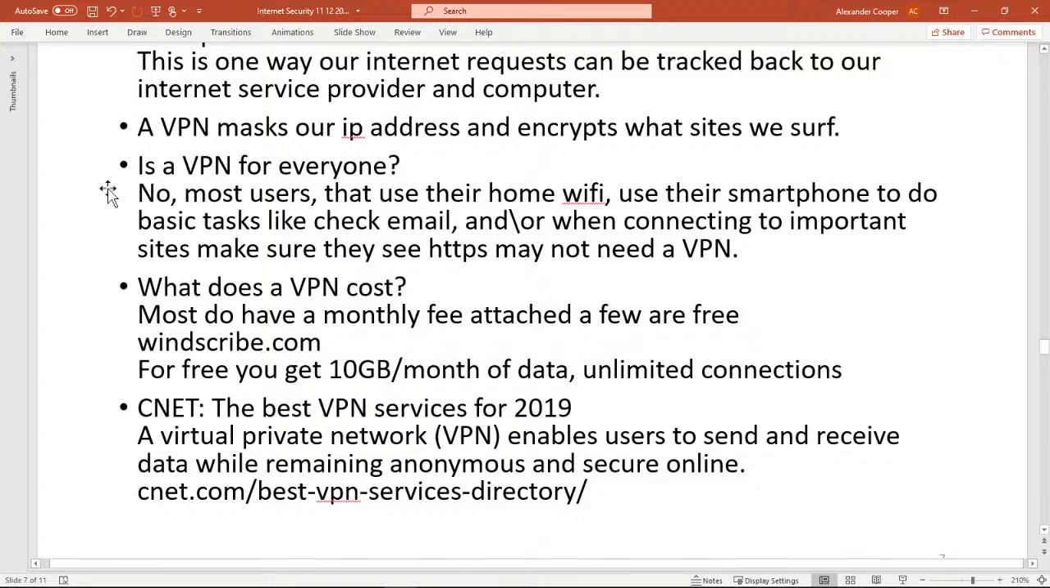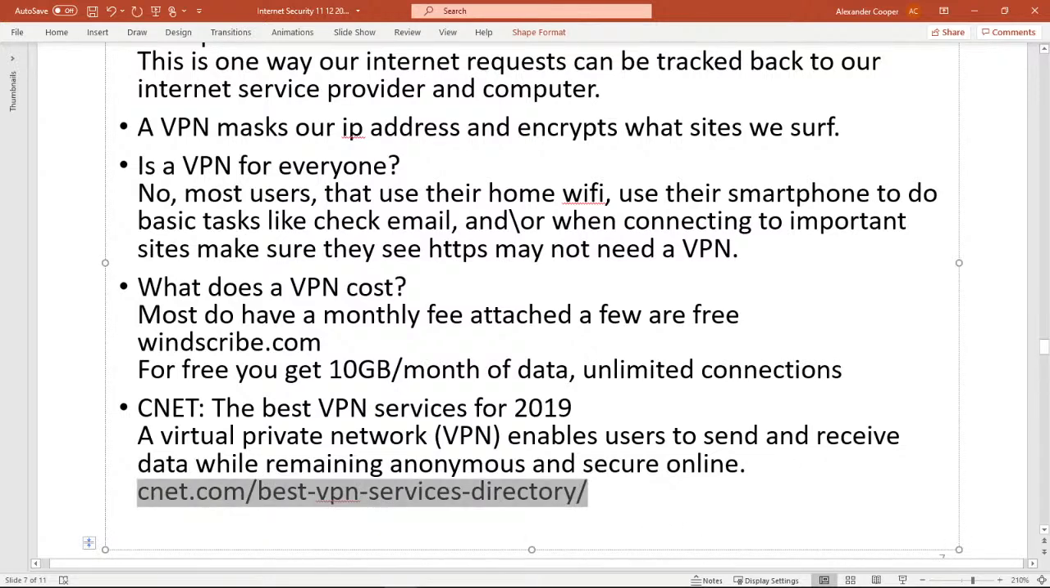What does a VPN cost? Most do have monthly fees attached with them. There's a free one, and I have the website listed there. Heard good things about that. I played around with that one some. It gives you a very small amount of data a month for free. That's the only thing. And I have a great article here. It talks about all the top VPN services, and it actually goes more in depth about it.